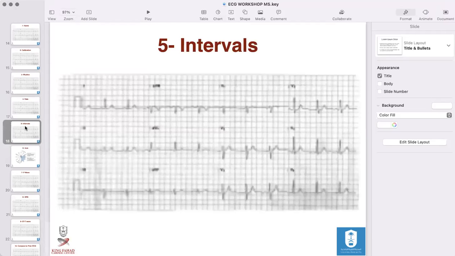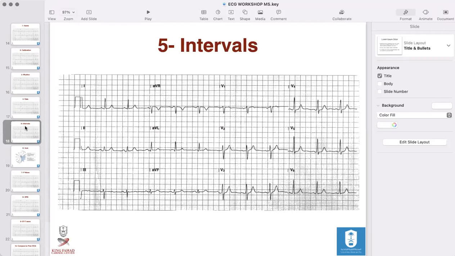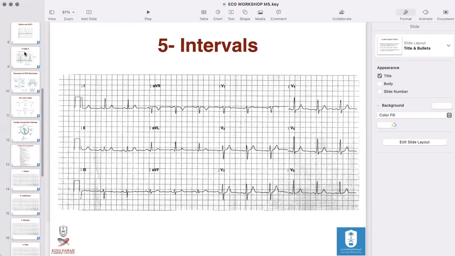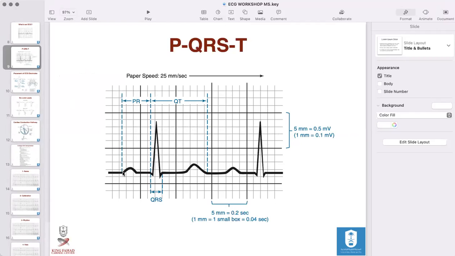After you did that, you're going to measure the intervals. As we talked earlier, you have 3 major ones. You calculate the PR, from the beginning of the P to the beginning of the QRS. To measure it, you have to know the normal and the abnormal. Usually it's between 120 and 200 milliseconds. Above 200 milliseconds, it's usually an AV block, first degree if each P is followed by a QRS.